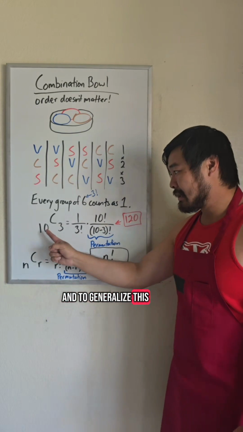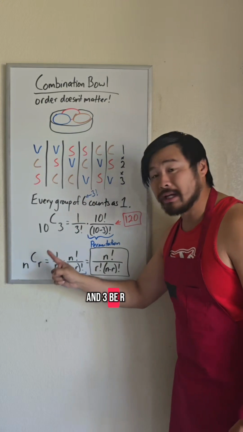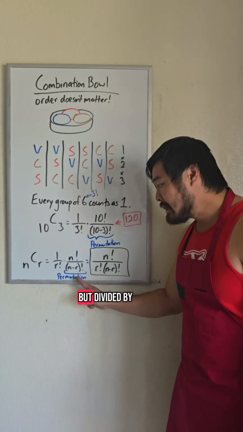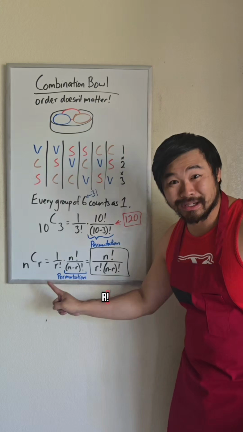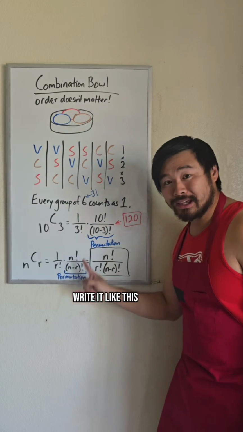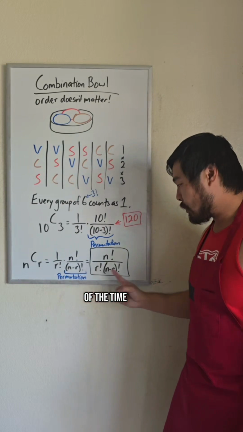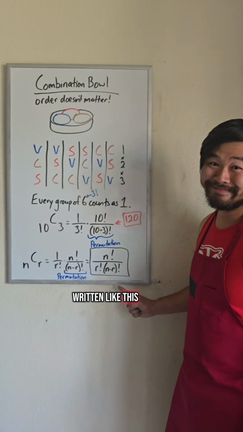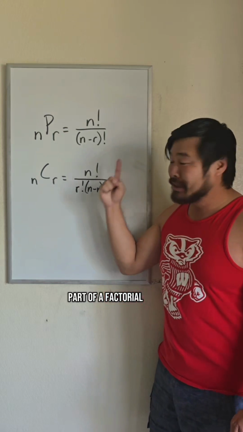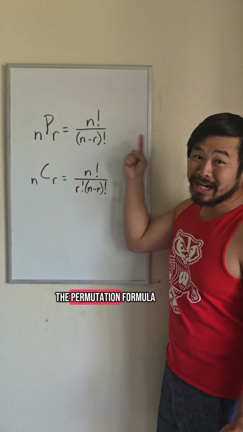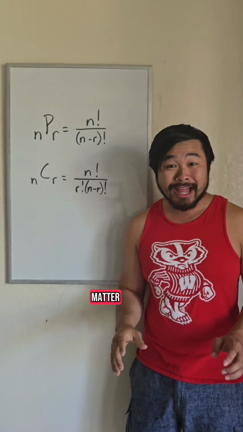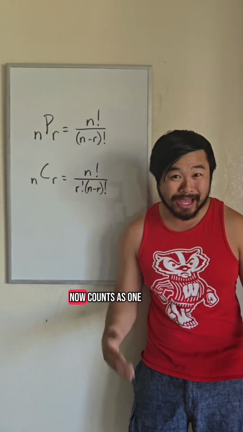And to generalize this, let's have our 10 be n and 3 be r, so we can see that we would have the permutation formula, but divided by r factorial, because every group of r factorial counts as 1. I like to write it like this, but a lot of the time the formula is written like this. So with the permutation formula, we just want part of a factorial, and the combination formula is just the permutation formula, but we divide by r factorial because order doesn't matter, and every group of r factorial now counts as 1.